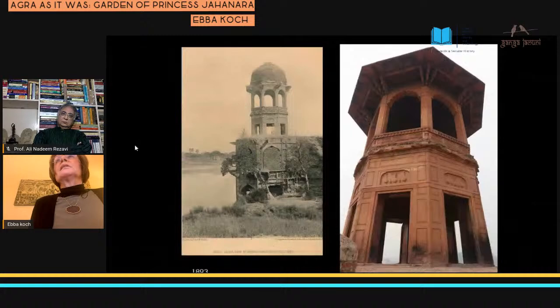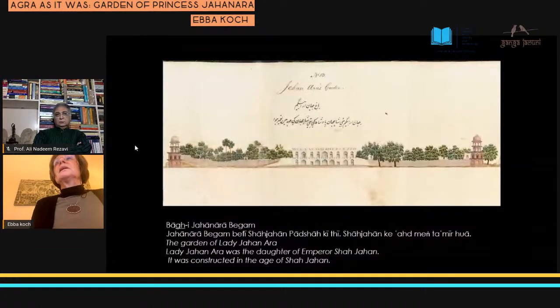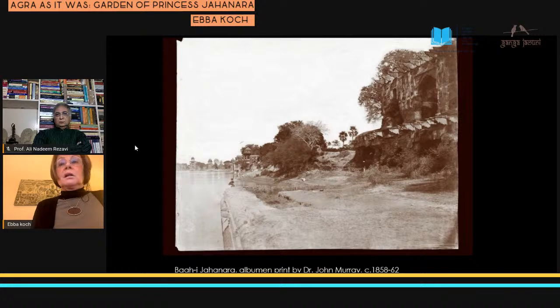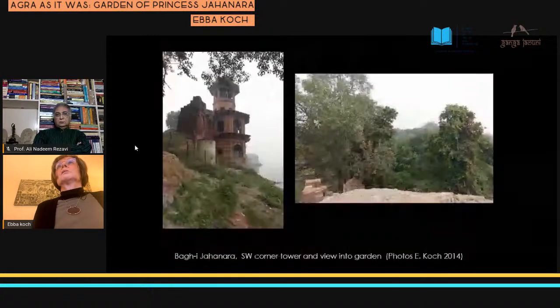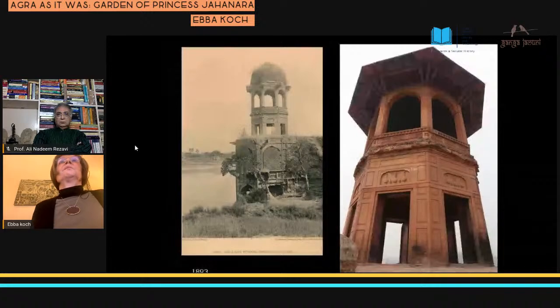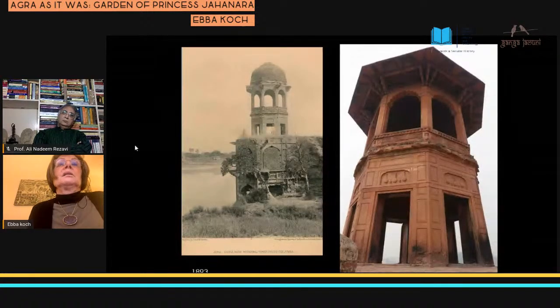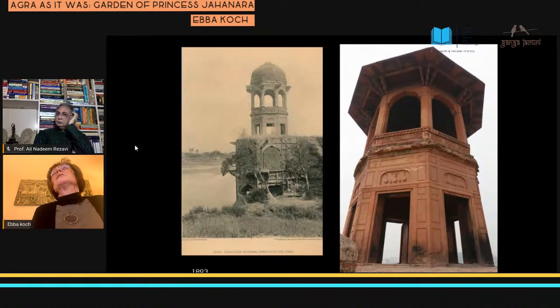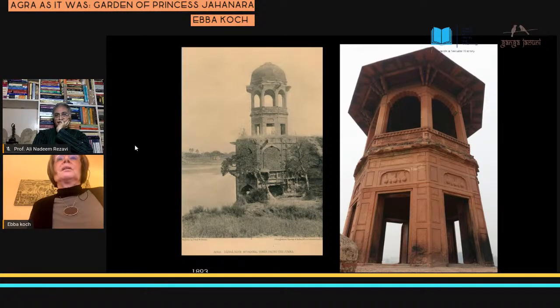The earlier construction phase, next slide please, can be seen in the uncusped arches of the towers. Next page, to the towers. Yes, here. So you can see here the lower openings uncusped, and the top chhatri, this little kiosk, shows the cusped arches which are characteristic then for the architecture of Shah Jahan. So it means that Jahanara added a chhatri to this tower. And next slide, please.